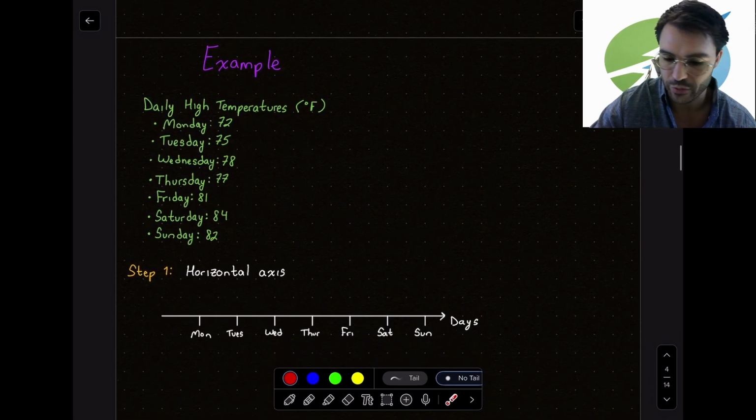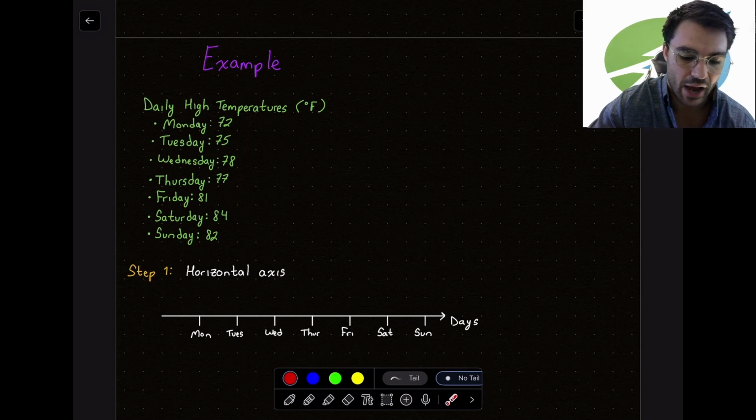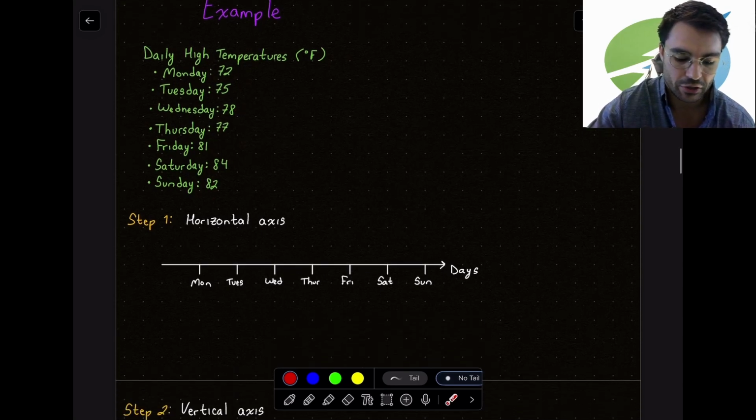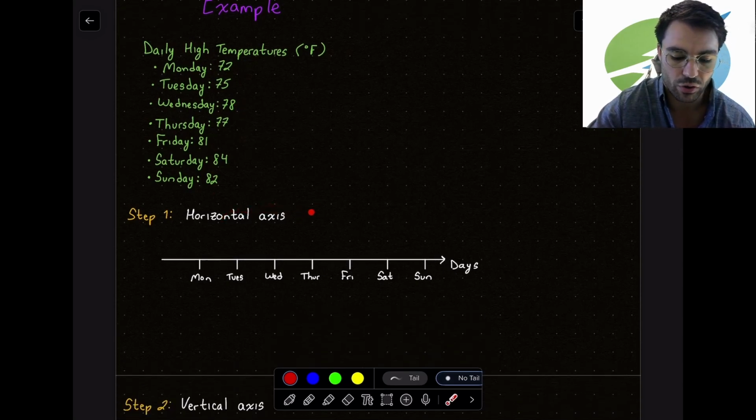So I had to zoom out so we can make sure we fit everything. Our example here is daily high temperatures in degrees Fahrenheit. And here we have the days of the week, Monday through Sunday, with the high recorded temperature of each day. All right, so step one, we construct our horizontal axis or x-axis. I said time before, days is a unit of time. So our x-axis is the days of the week. We start at Monday through Sunday.